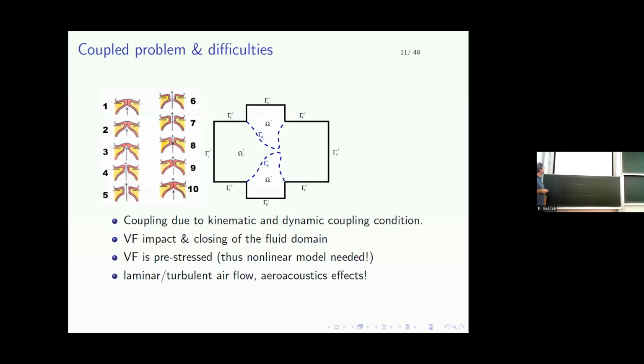This is also somehow shown here. One of the most complicated things in this modeling is that this is the typical behavior of the vibrations of the vocal folds, which you typically don't know from the internet, but it's typically what happens there.